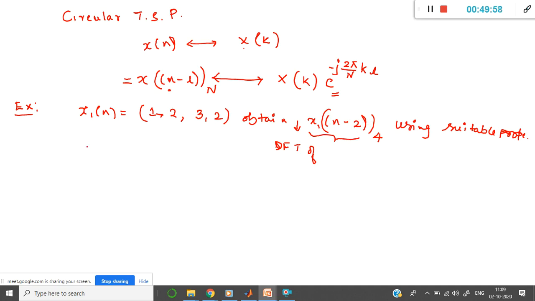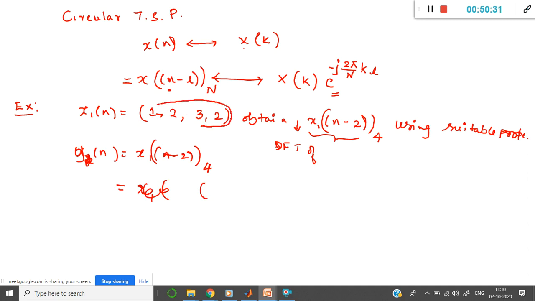There are two ways. One is x1 of n, which you already have, and what is x2 of n here? Let me take y of n. What is y of n here? It is x1 of n minus 2, a 4-point sequence. So y of n will be equal to 3 2 1 2, right? So this is 3 2 1 2.